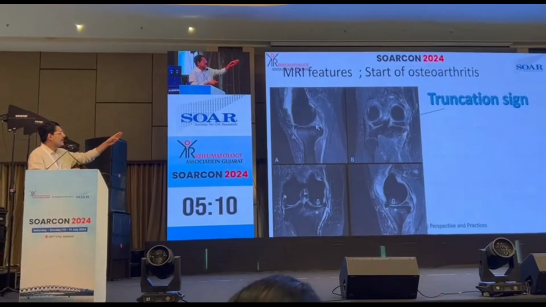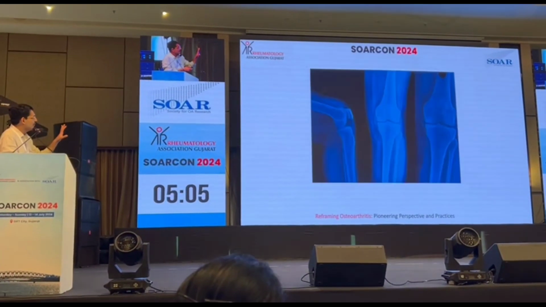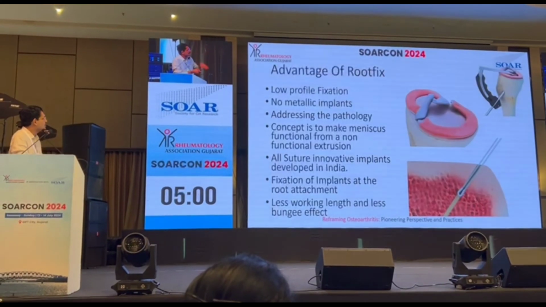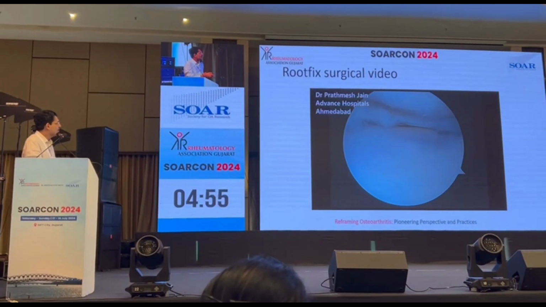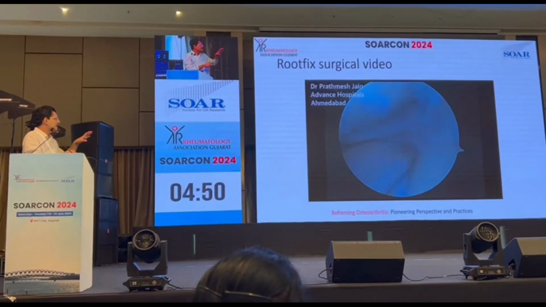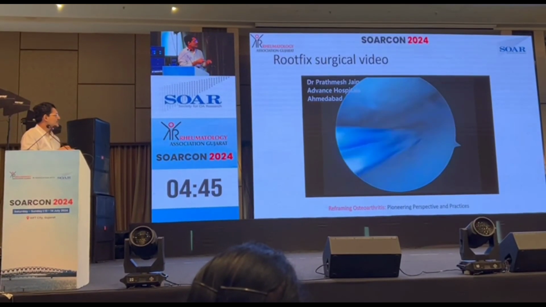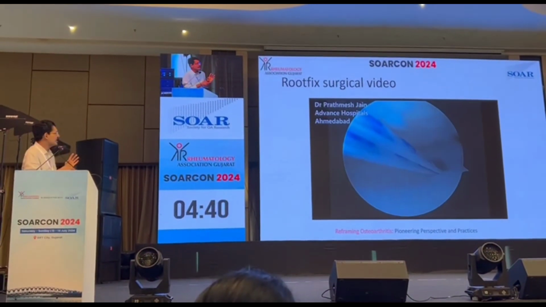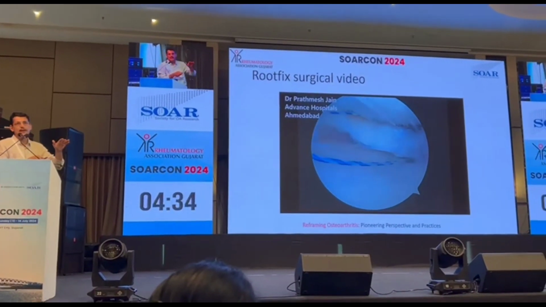There is another sign in the MRI which is called the truncation sign. Now just a small case: a 40-year-old female presenting like this, with early OA, and these kind of pictures, root tear with extrusion. This is the anchor that we use, we just saw, and this is a small video. Again we see that the joint is starting to degenerate and there is a root tear, and we just use the anchor into its place in the retrograde fashion. You can see that the anchor is now going in. This is an all-suture, non-metallic, non-plastic anchor. It goes in, and then we take sutures into the meniscus and repair it back onto its position.